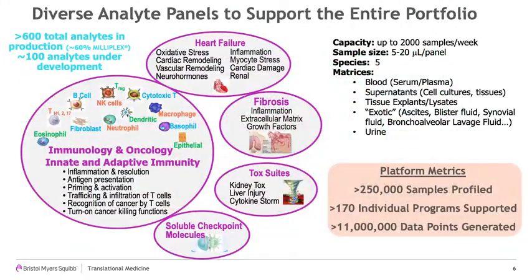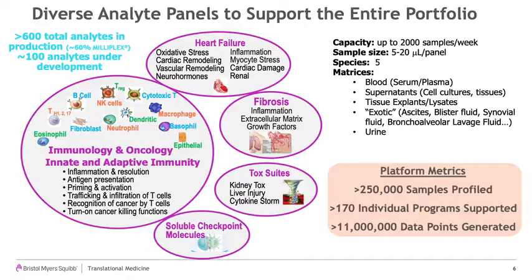In order to be able to support this wide range of study types, we need a very broad coverage of analyte panels for the different purposes and therapeutic areas. We currently have over 600 analytes in active use. Around 60% are from a variety of Millipore's multiplex panels.